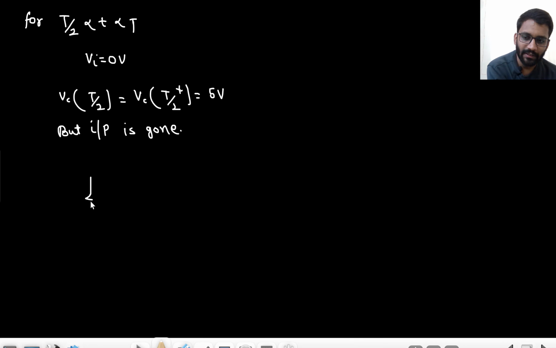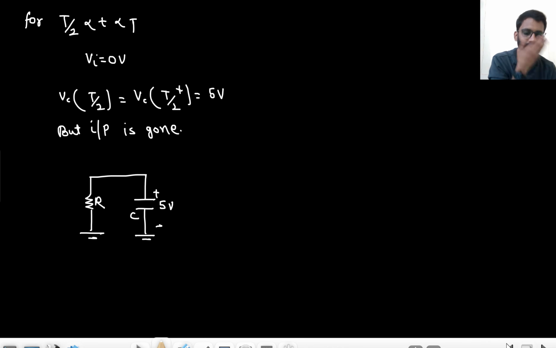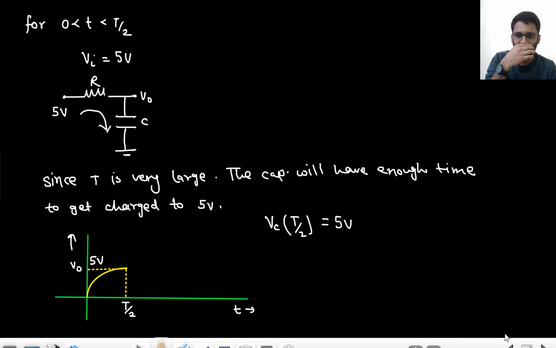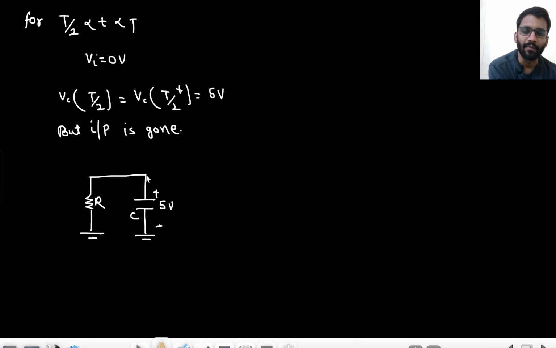One end of the resistor is connected to the ground, and the other end is connected to the capacitor. The capacitor is already charged to 5 volt, and this we are calling Vc or V0. So now what will happen? This 5 volt, this capacitor will get discharged through the resistor.